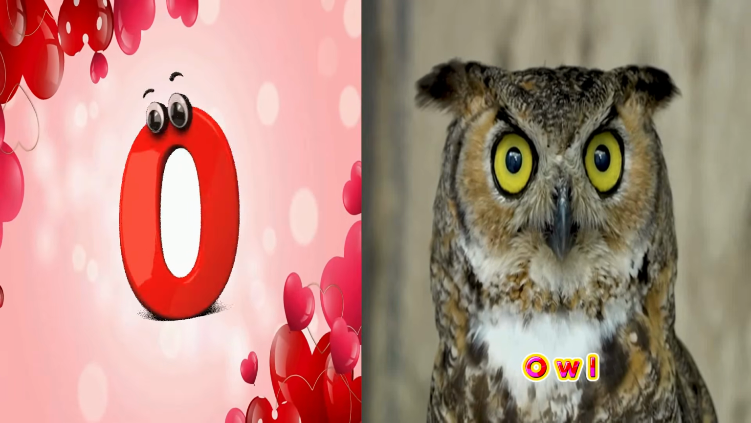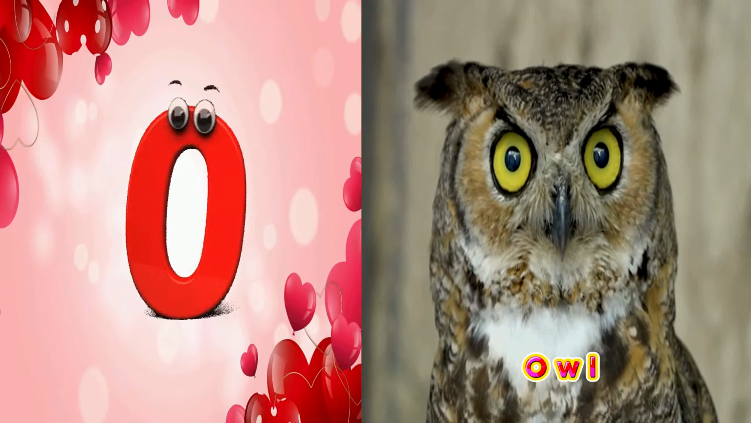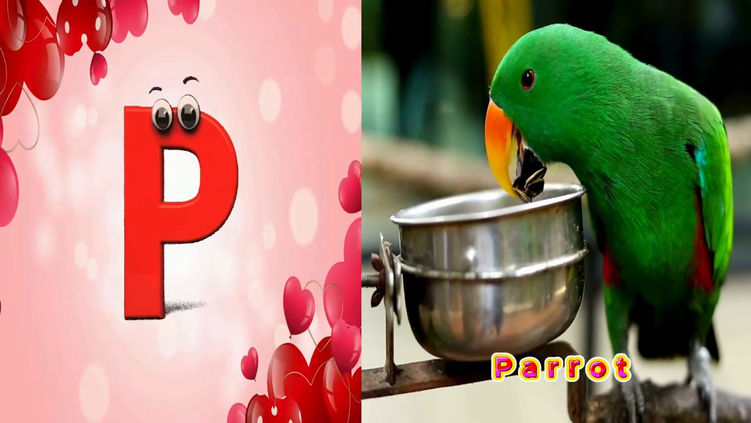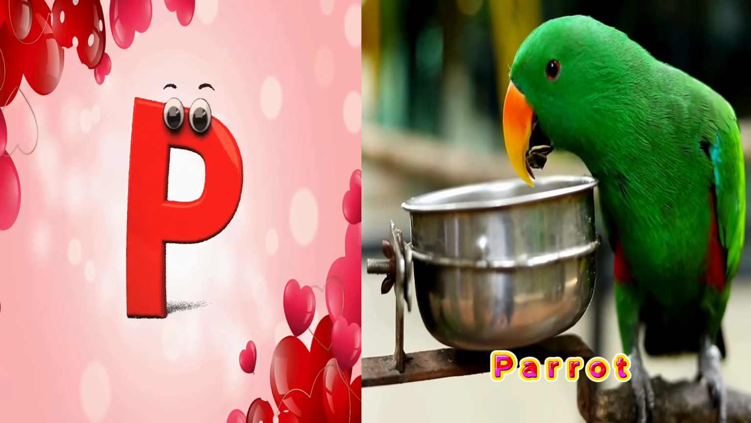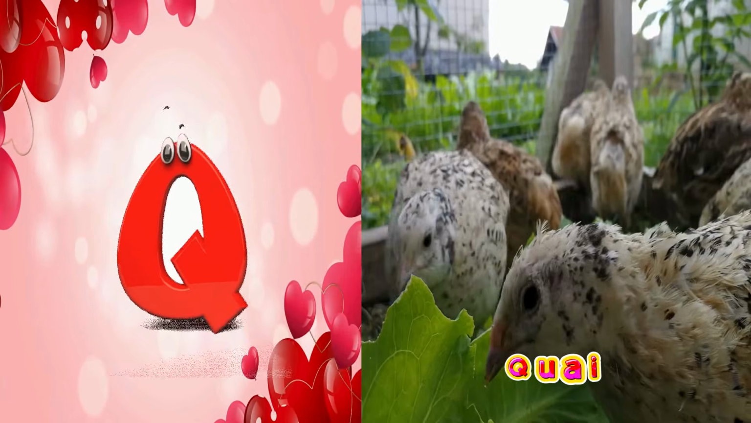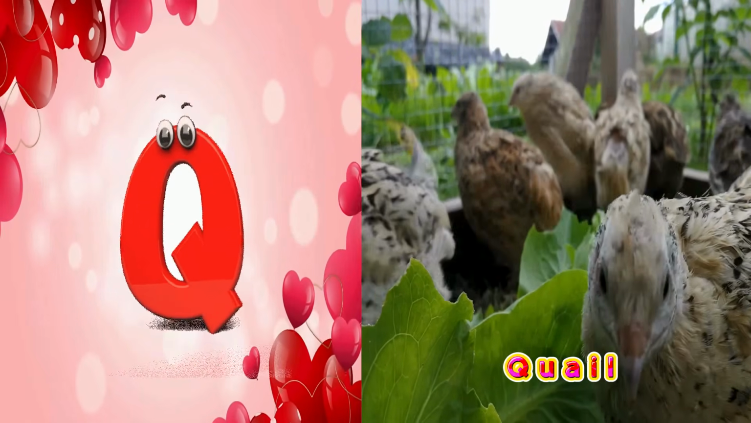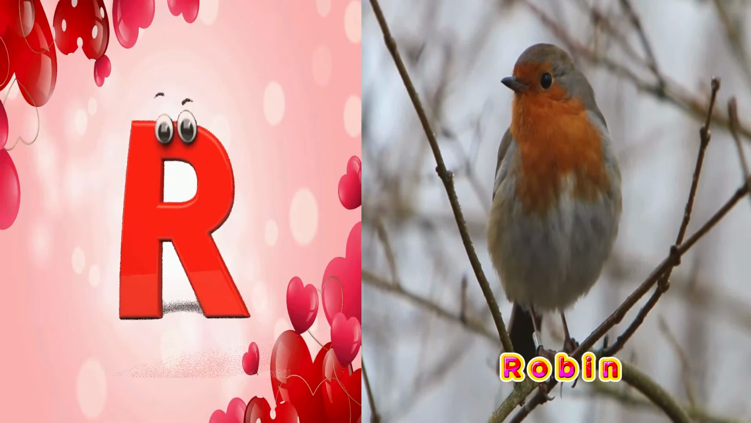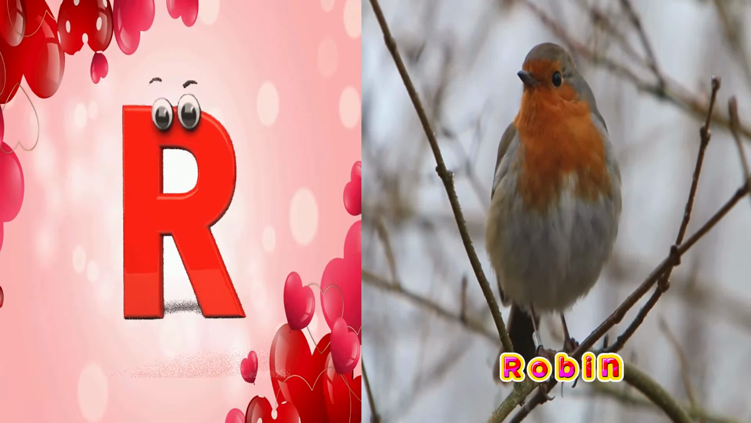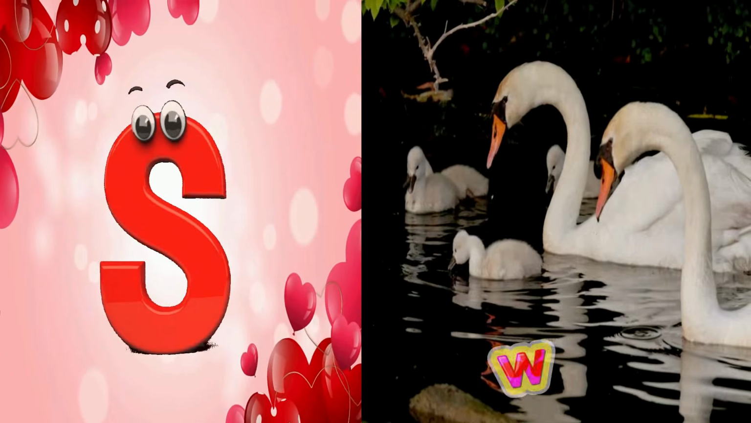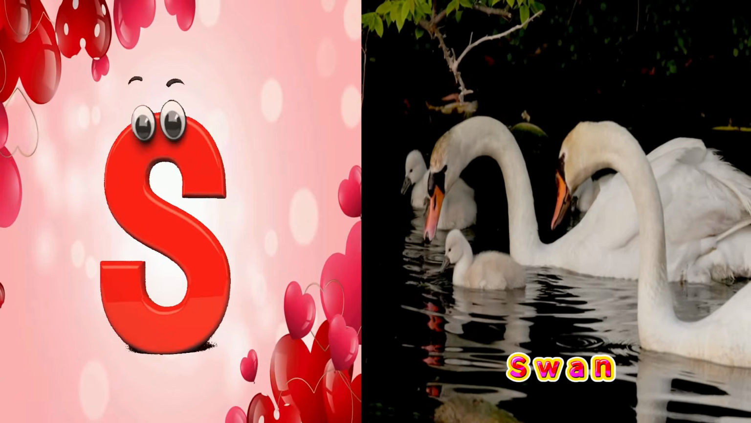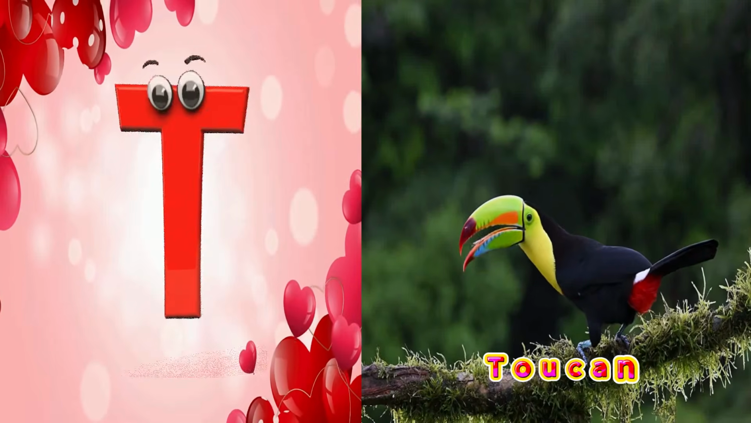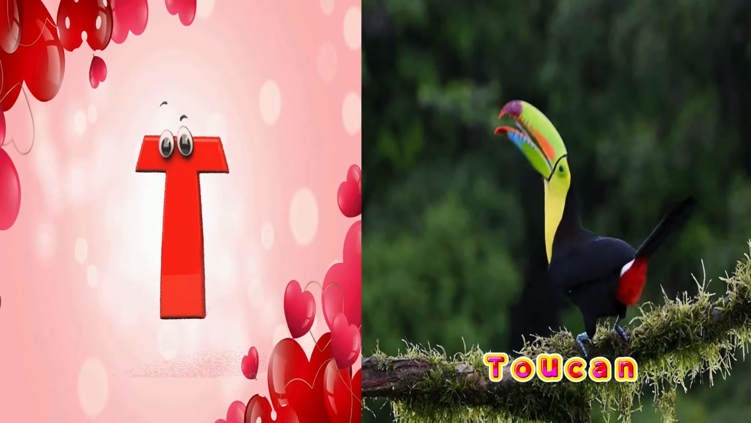O is for owl. P is for parrot. Q is for quail, quail. R is for robin, robin. S is for swan, swan. T is for toucan, toucan.